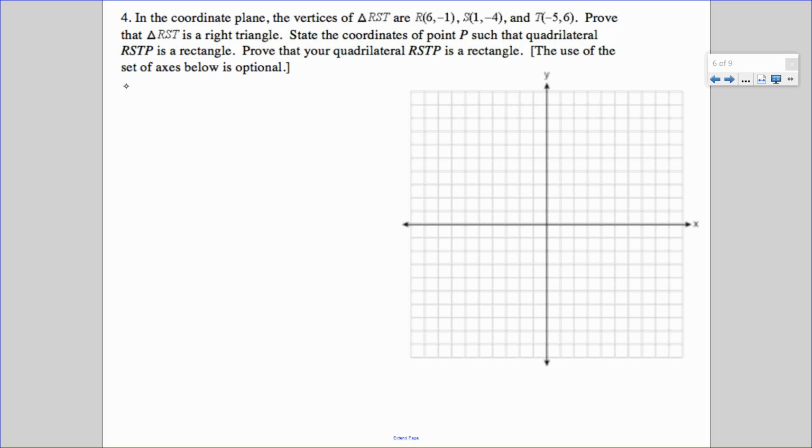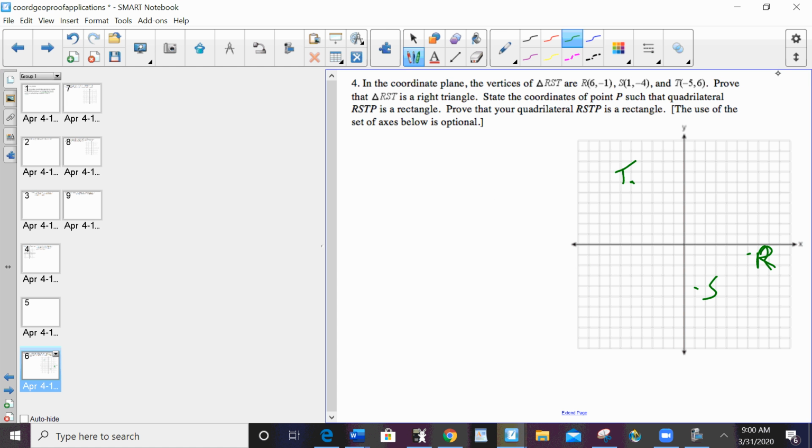We're going to have a quiz on this tonight, one question, and this is a very common 6-point question in the Regents. R is 6, -1. S is 1, -4. T is -5, 6. Let's make that look like a triangle.